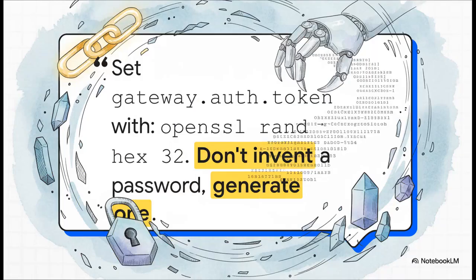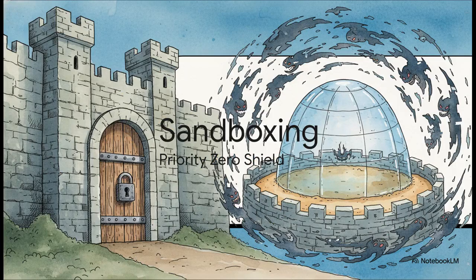And here's exactly how you do it. Don't try to invent a password yourself. Use a proper tool like OpenSSL to generate a long, cryptographically random string and then paste that directly into your config for the gateway auth token value. Job done. All right, let's move on to our next P0 category.